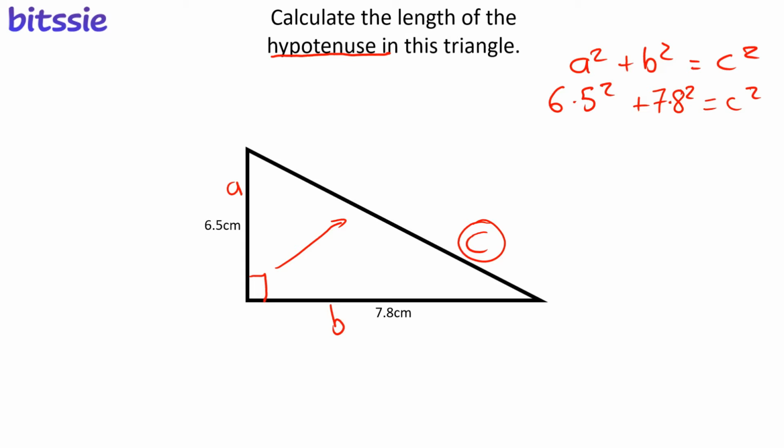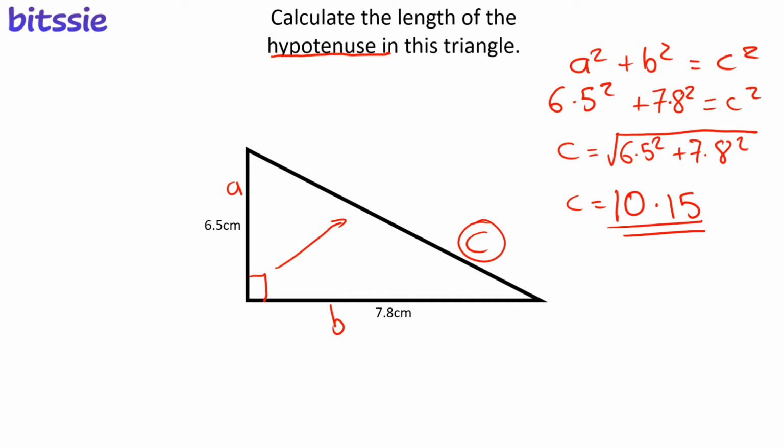Therefore, if we square root both sides of this equation, we would get c is equal to the square root of 6.5 squared plus 7.8 squared. And then, if we put this into our calculators, we get an answer of 10.15. So we can write that c is equal to 10.15 centimeters.